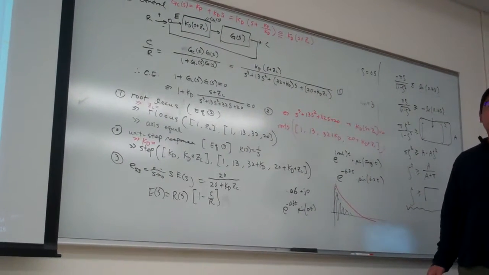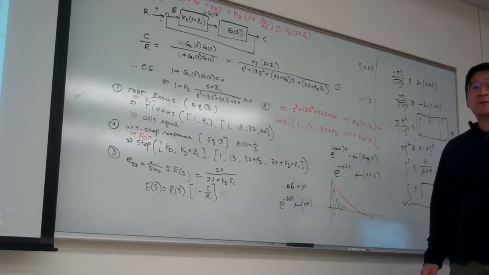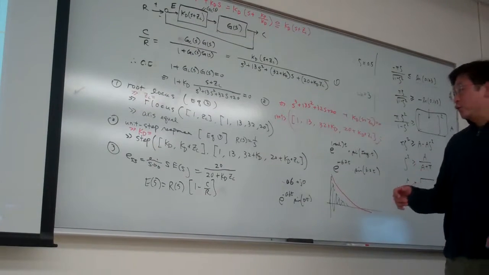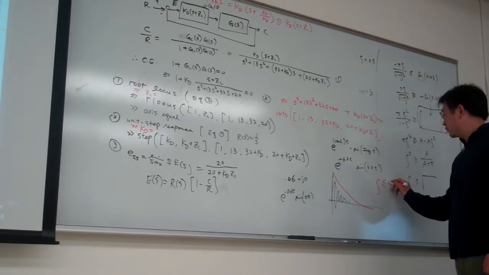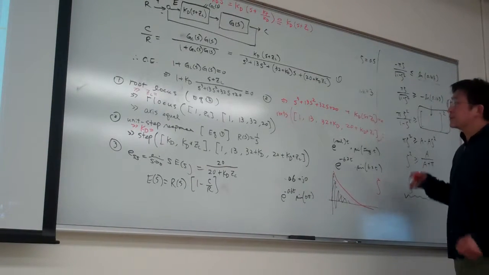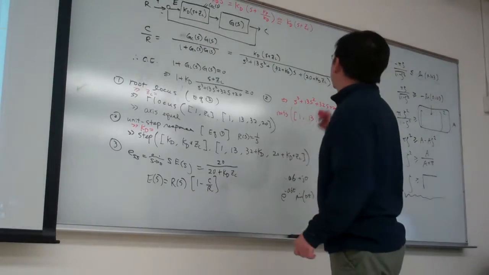In terms of specification, we wish our damping ratio to be, for example, less than or equal to, how to say that?